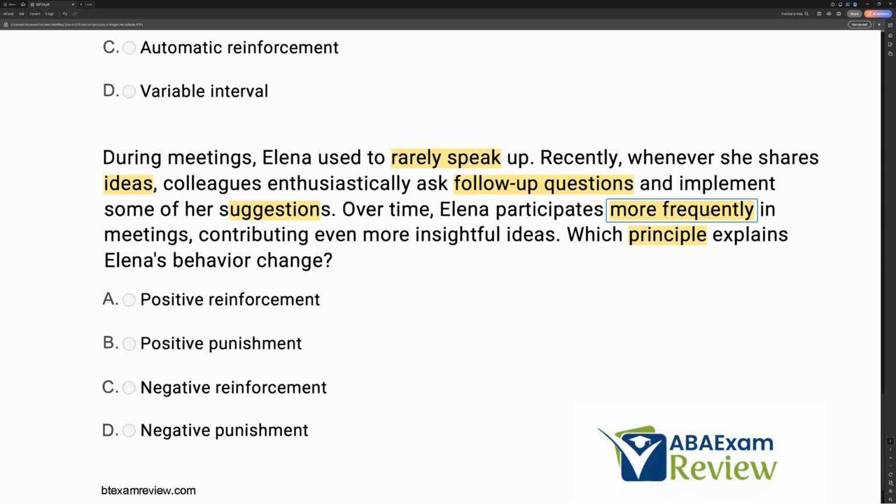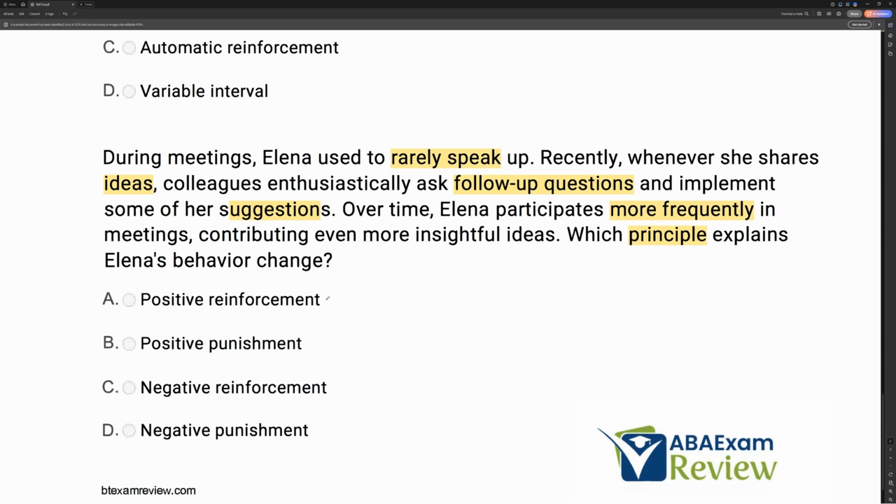Now, the consequence where Alina shares ideas and then the colleagues are asking questions and implementing some of her suggestions, the follow-up questions and the implementation, is that positive or negative? That's going to be positive. They're adding something to the environment. So the principle that's explaining Alina's behavior change is positive reinforcement. Now, we can see from both of these questions back to back, if we can identify the clear antecedent, the clear behavior, clear consequence, it's very easy to pick out what's changing behavior.